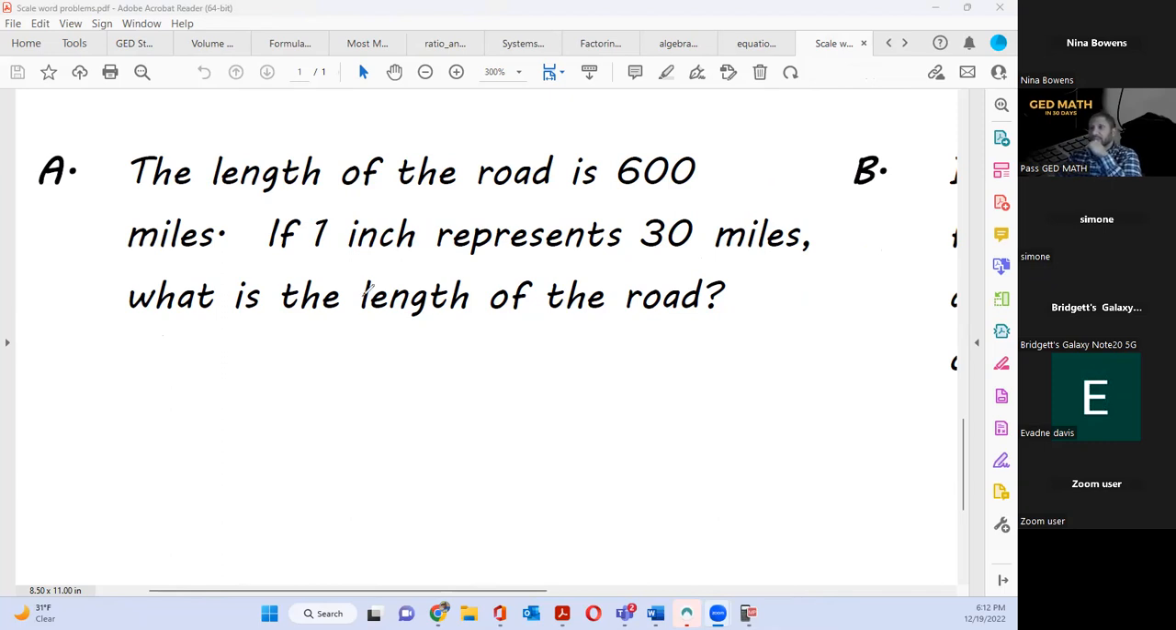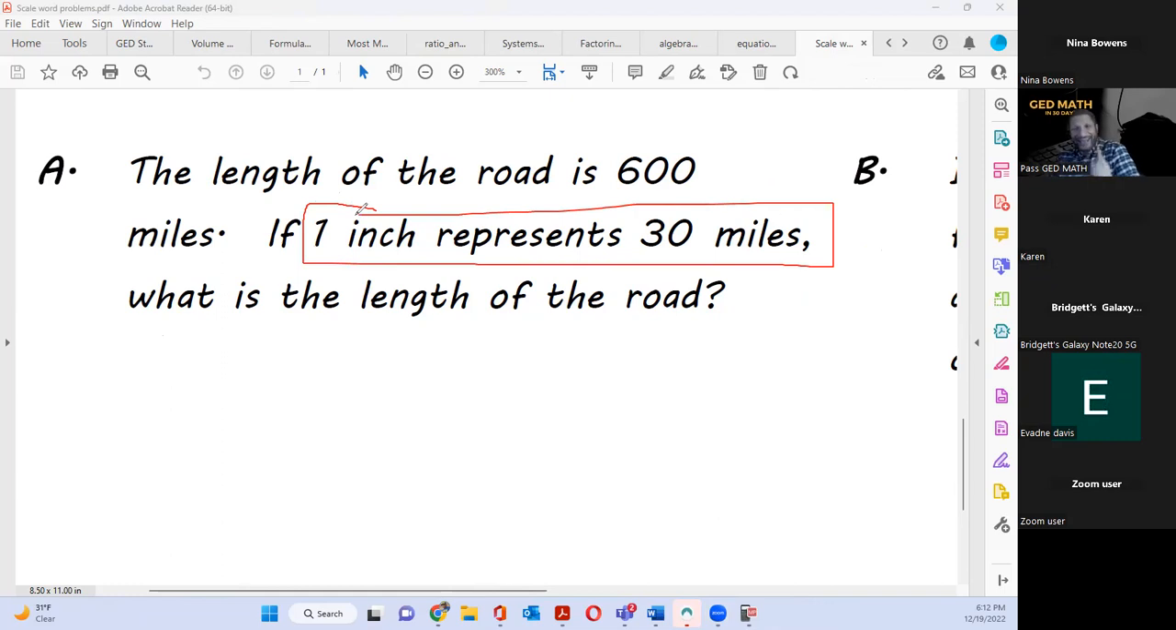1 inch and 30 miles, 1 to 30. That is the ratio that we know. A lot of times they gave us that 600 miles first and we got confused. We thought, oh, 600 and 30. No, it's 1 inch represents 30 miles. So we're going to write that ratio: 30 miles for every 1 inch. That's the ratio we know.